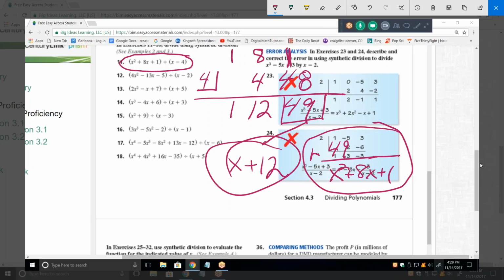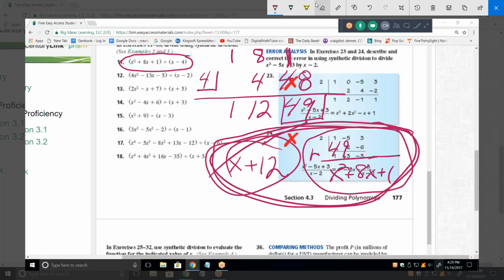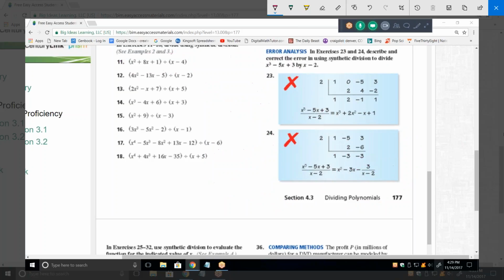But this is the way you would express the answer. I'm so used to dealing with them where the remainder is 0 and you take all the numbers you see and that's your answer. I forgot that you can't do that on this one.